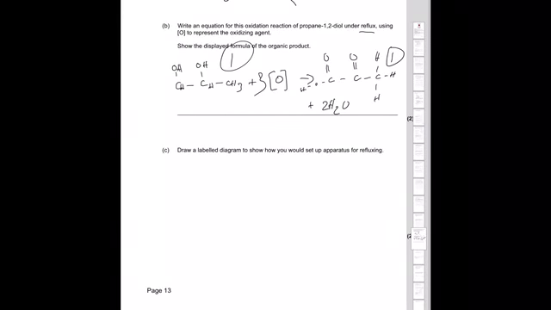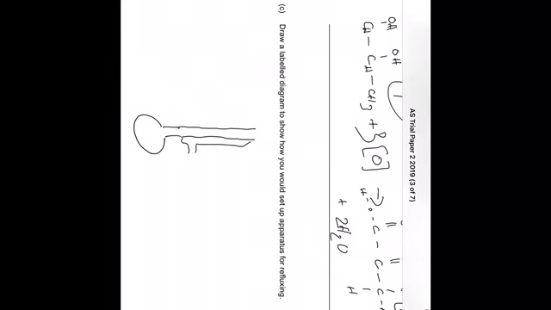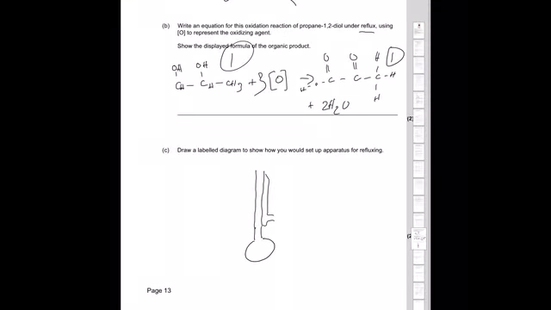Right, draw a labelled diagram to show how the apparatus is set up for reflux. So you're going to have the Liebig condenser vertically, with the water coming in at the bottom in the jacket, and water going out at the top, and it has to be open. You don't plug it at the top.